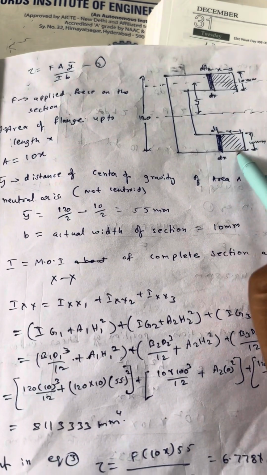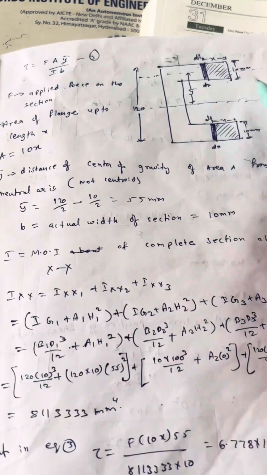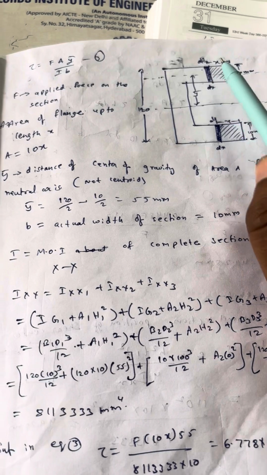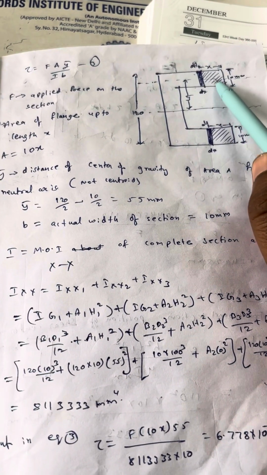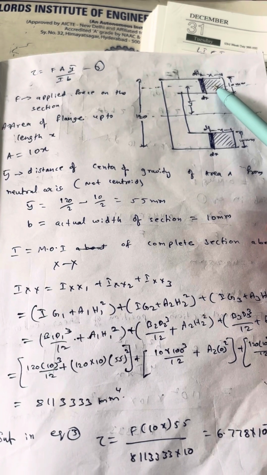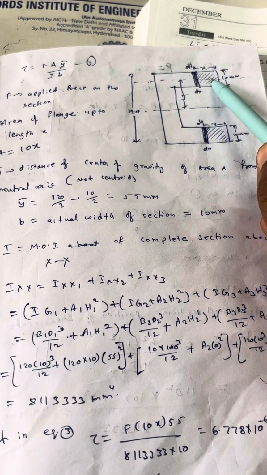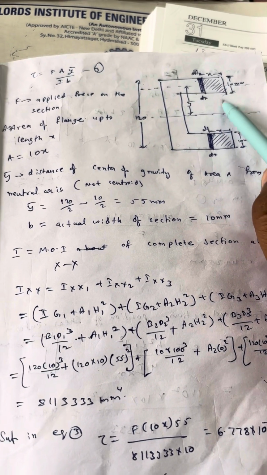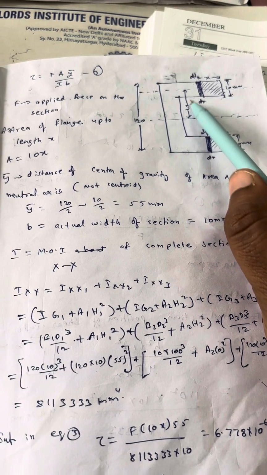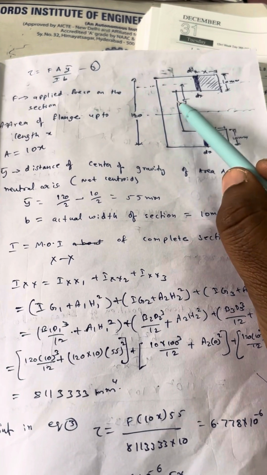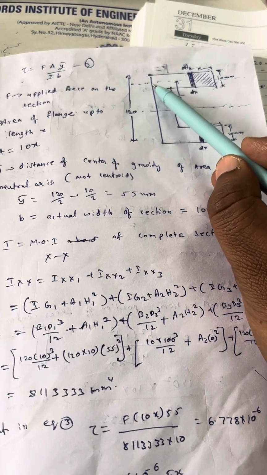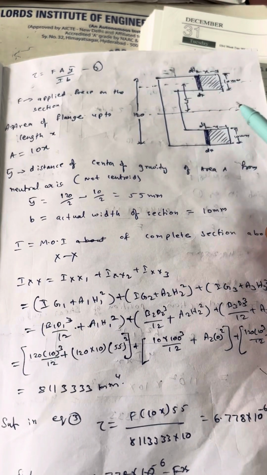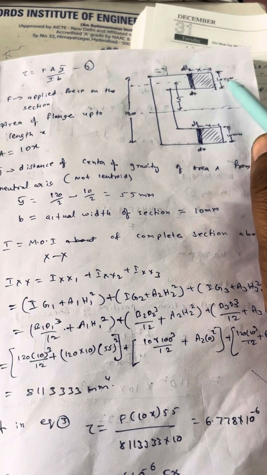So A equals 10 into x. Y bar is the distance of the center of gravity of area A from the neutral axis. This distance is y bar. So y bar equals 120 by 2, that is 60, minus 10 by 2. So y bar is equal to 55. Where b is the actual width.